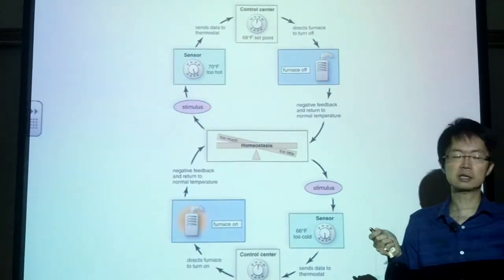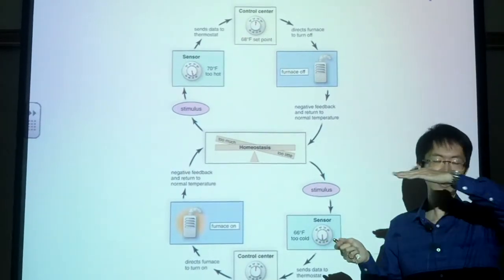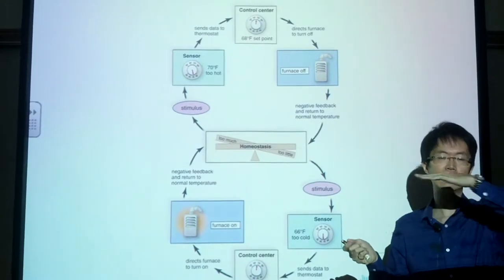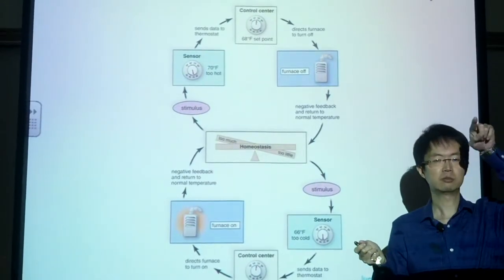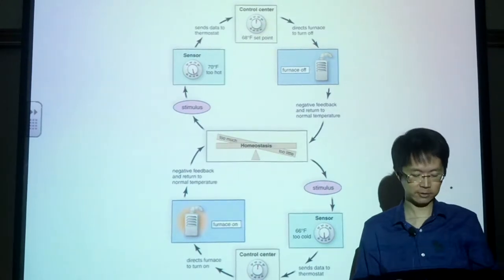So homeostasis is not a constant flat line of 68 degrees Fahrenheit. It is a fluctuation between 66 and 70 degrees Fahrenheit.